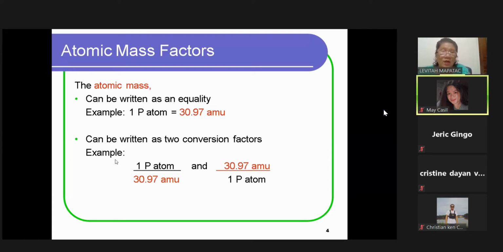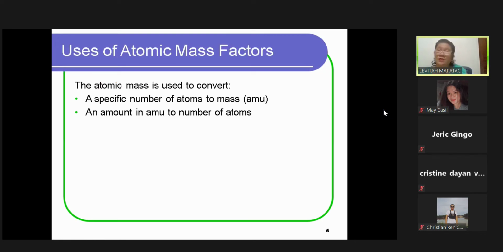Okay. So this can be written as a conversion factor. How are we going to get it? For instance, 1 phosphorus atom is equivalent to 30.97 atomic mass unit, or 30.97 atomic mass unit of phosphorus is equivalent to 1 atom. Later on, you will have that in problem solving. Let us now use this as our factor in converting some units, okay?